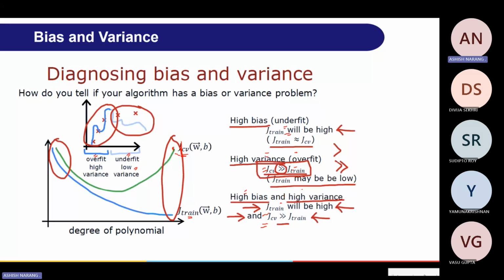High bias means more underfitting. High variance, so JTrain will be high, JCV will also be high, right? So this is a little more about bias and variance, right? So CV is about testing, the validation part.